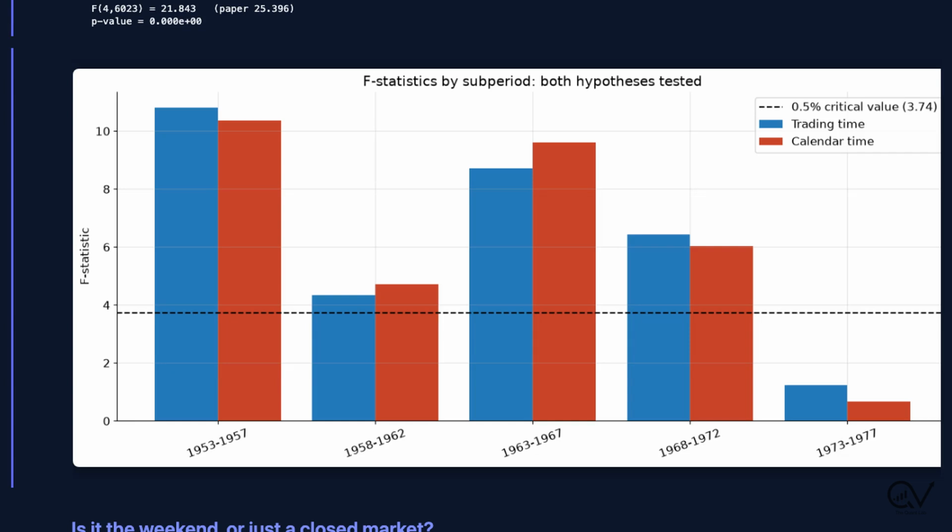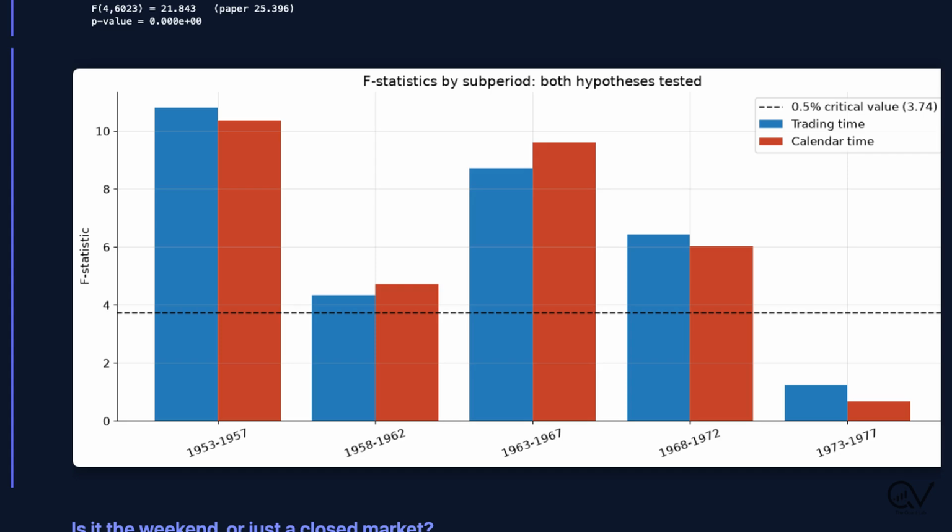But the chart underneath is the more interesting object. Both hypotheses are rejected in the first 4 subperiods. Every bar clears the dashed critical line. Then look at 73 to 77. Both bars fall below it.